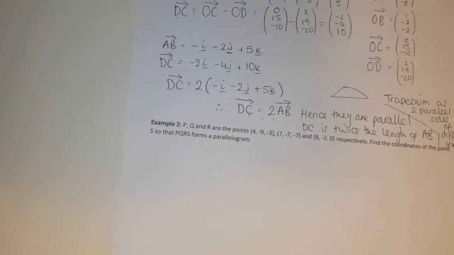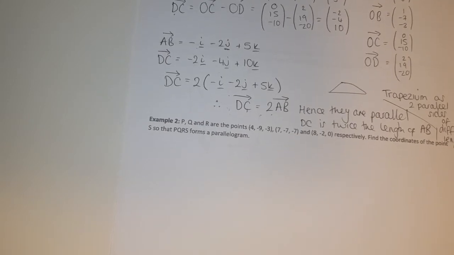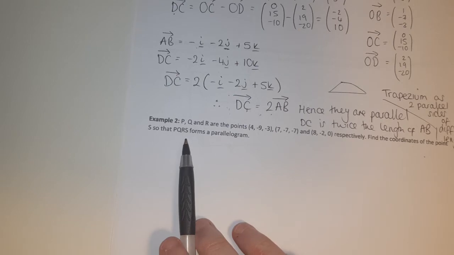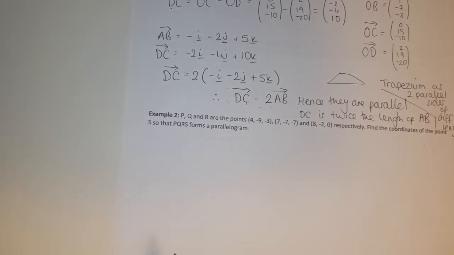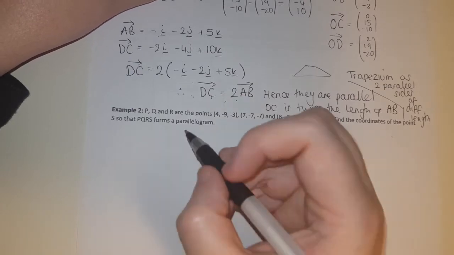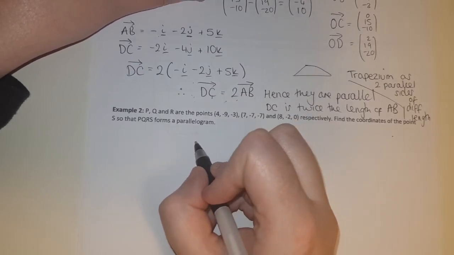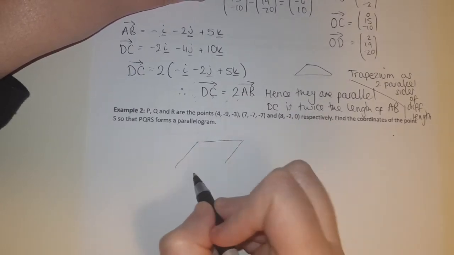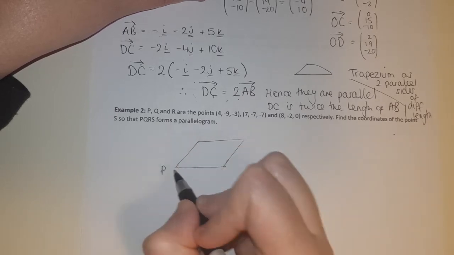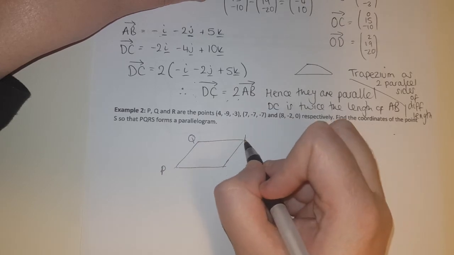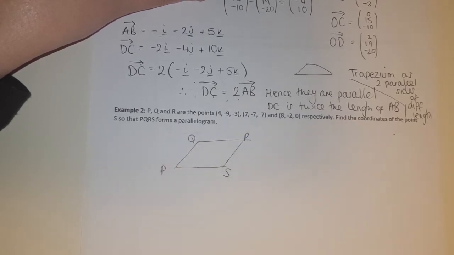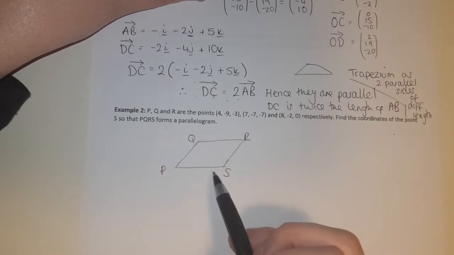Right, example 2, you've got P, Q and R as the points given. Find the coordinates of the point S so that PQRS forms a parallelogram. First thing to be careful of is that these are always done in the order that the letters are written. So that means if you drew a parallelogram and you started at a point, you've got P, Q, R, S. Notice that they go all the way around the shape, in the order that they're given.